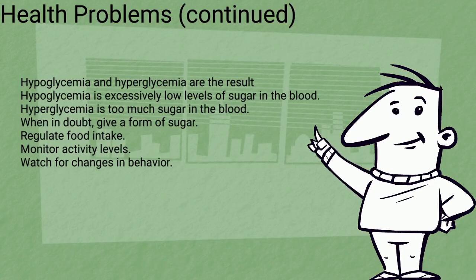Hypoglycemia is excessively low levels of sugar in the blood. Hyperglycemia is too much sugar in the blood. When in doubt, give a form of sugar. Regulate food intake, monitor activity levels, and watch for changes in behavior.